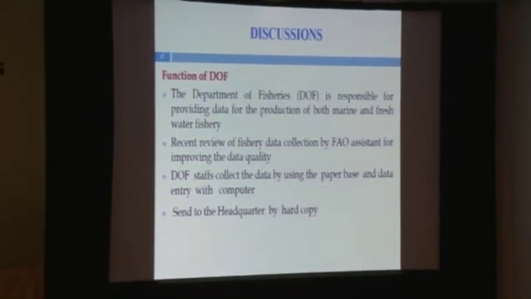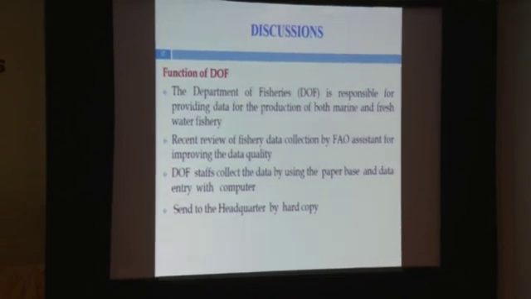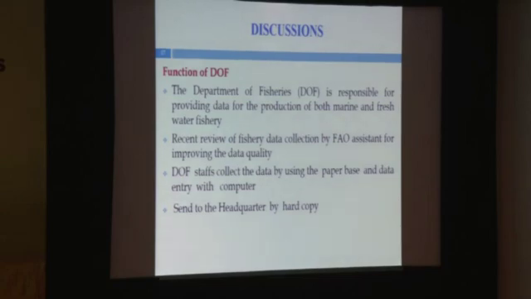Function of the DOF: the DOF is mainly responsible for fishery statistics and provides data on both marine fishery and inland water fishery. There was a recent review of the fishery data collection by the FAO system for improving the data quality. The Department of Fisheries staff collect the data using paper-based forms and data entry with the computer, and send it to the headquarters by hard copy.